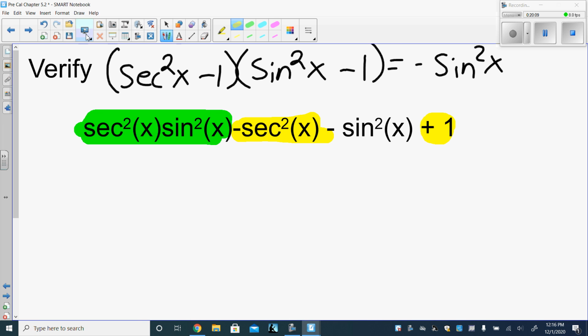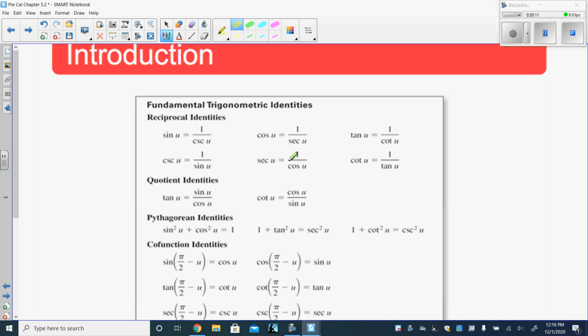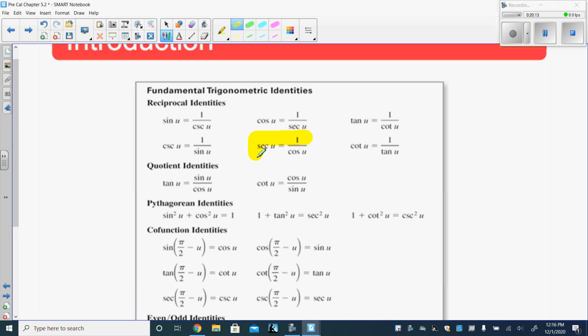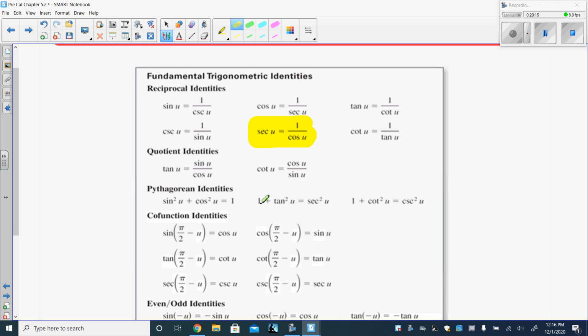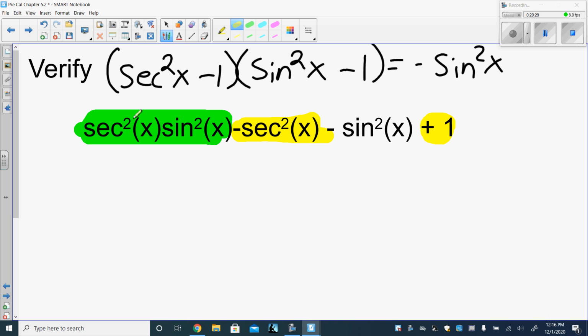Okay, so let's look back at our reference sheet. So we know secant is the same as 1 over cosine. We have this here. We also have this here: 1 plus tangent squared of u is equal to secant squared of u. Okay, so that might be useful. Let's start off with this here and see what happens.